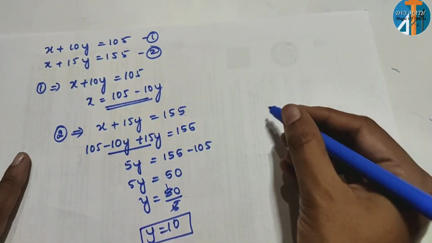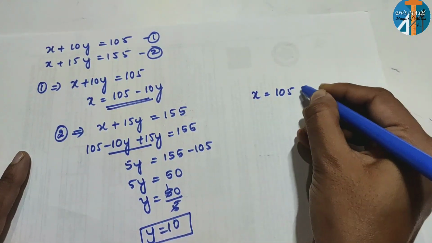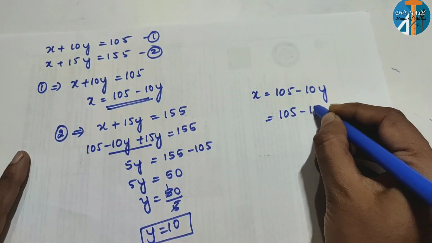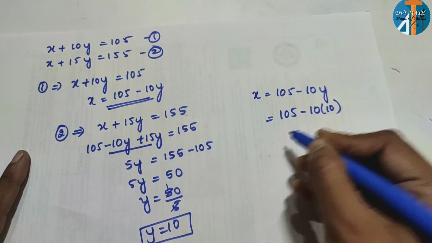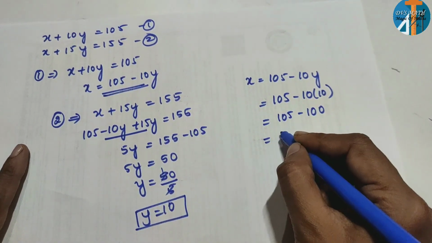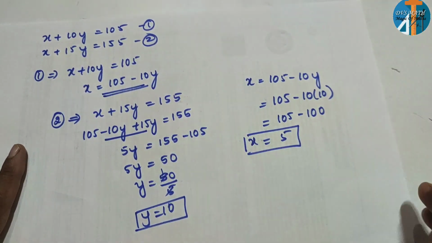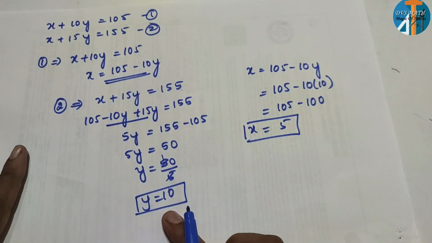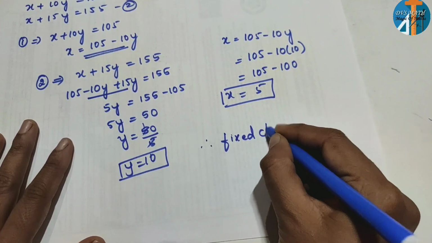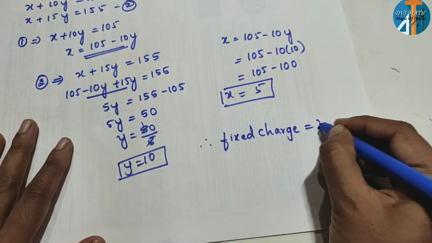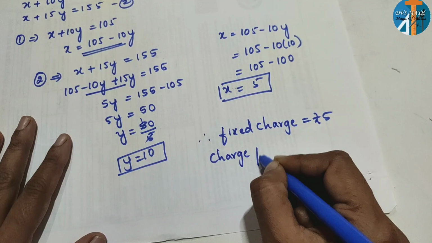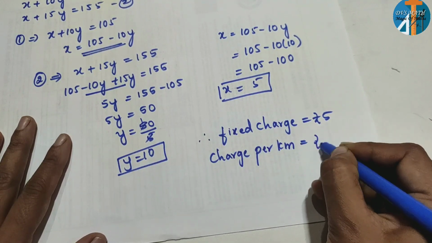Now let us consider this one. X is equal to 105 minus 10Y. So 105 will be as it is. 10 into, what is the value of Y now? 10. So 105, 10 tens are 100. So 105 minus 100 is 5. So the X value is 5. That means fixed charge is 5. Charge per kilometer is 10. Therefore fixed charge is equal to rupees 5. Charge per kilometer is equal to rupees 10.